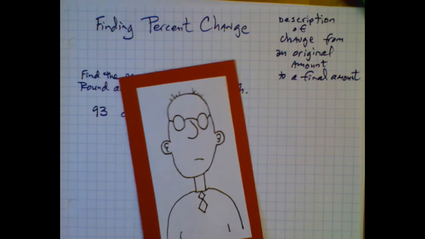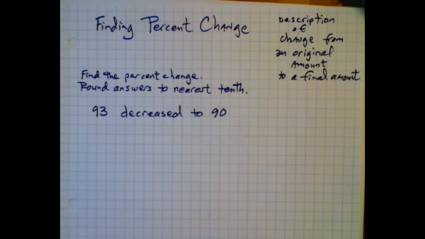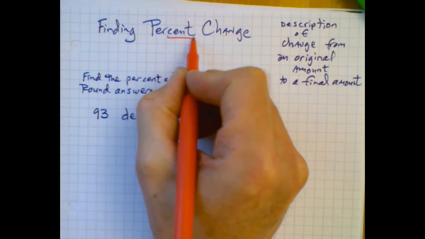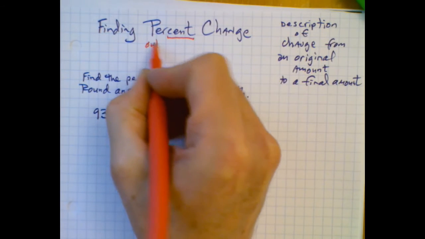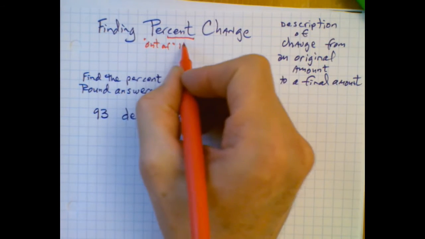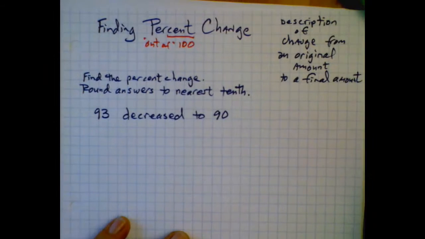Hi there. In this video, we are going to be going over finding percent change. Okay, let's do a couple descriptions first. Let's remind ourselves that percent literally means out of 100. Per means out of, cent means 100. So a percentage description is comparing to 100.